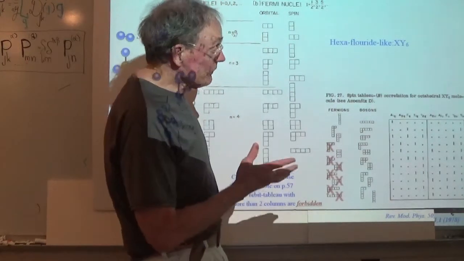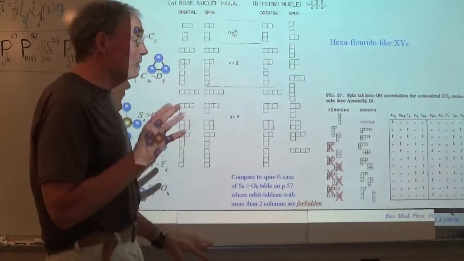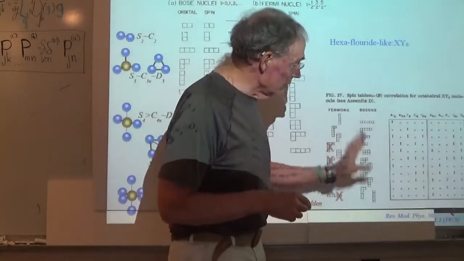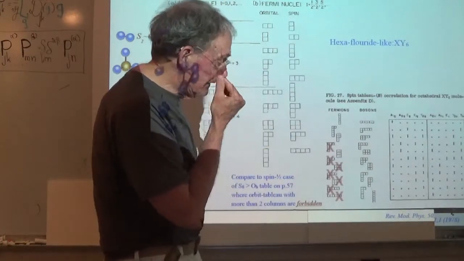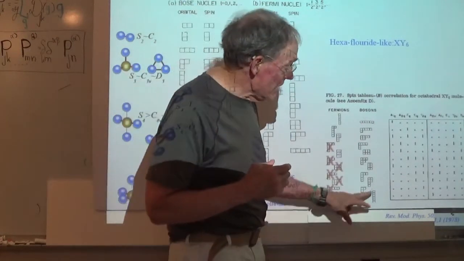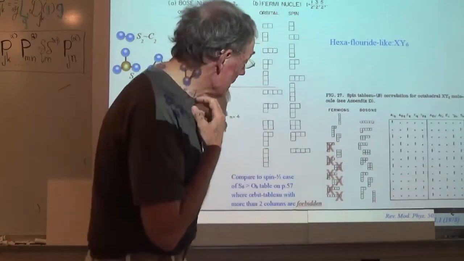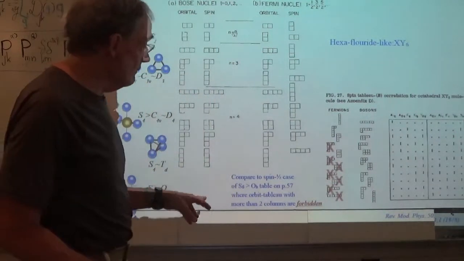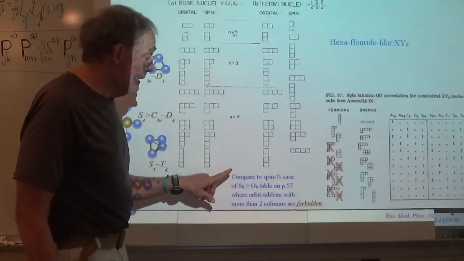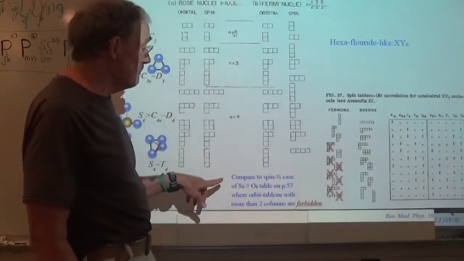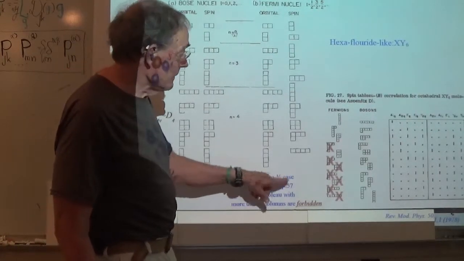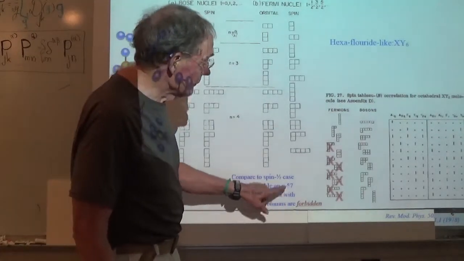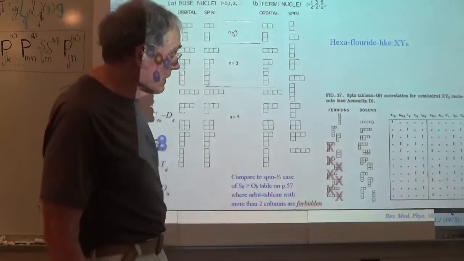If it's S some other isotope 6, well, that's a different story. We might get to use all of them if we could find something that has a spin 5 halves nucleus. But that is pretty hard to find. So later on, I want to compare this spin a half case of S6 to the OH table that's on page 57 that's coming up here.